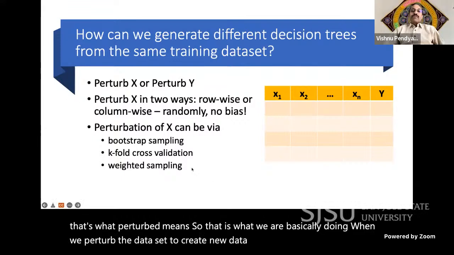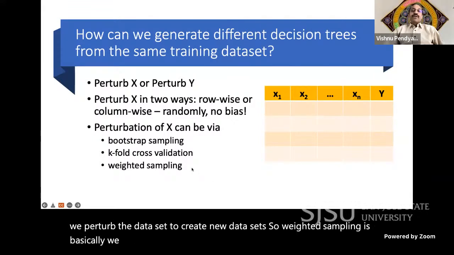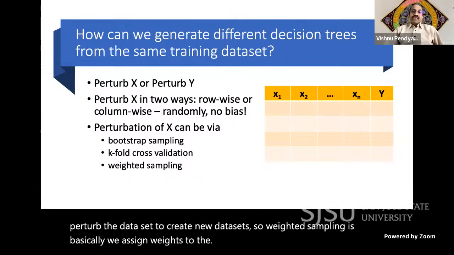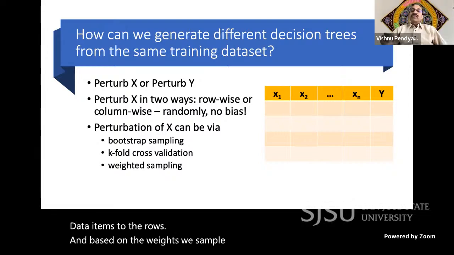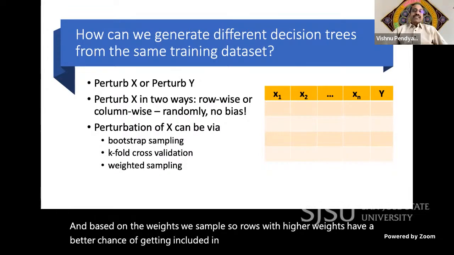So weighted sampling is basically we assign weights to the data items, to the rows. And based on the weights, we sample. So rows with higher weights have a better chance of getting included in the sample. So that's the other way you can perturb the rows.